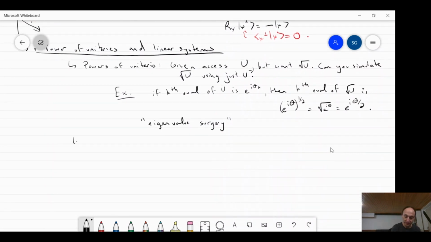And the other one is solving linear systems of equations.